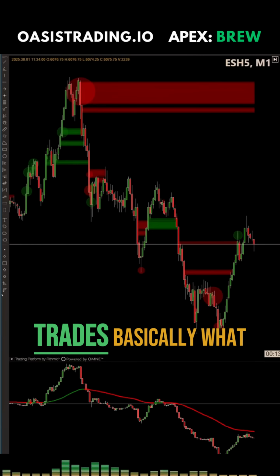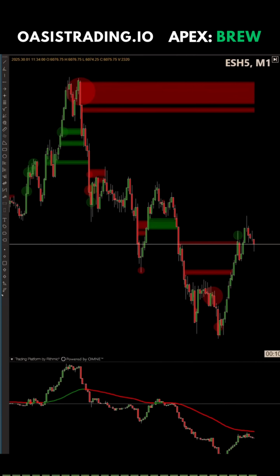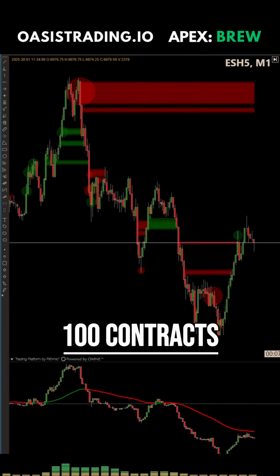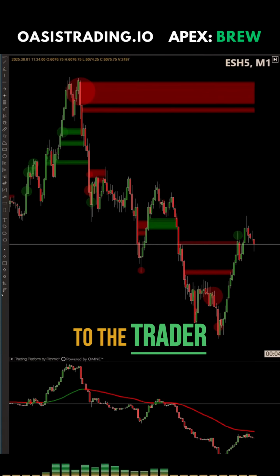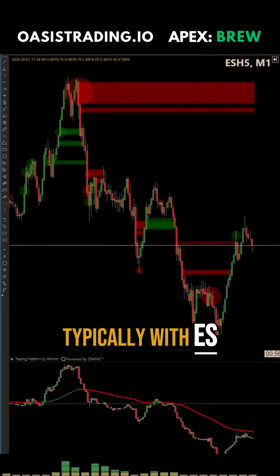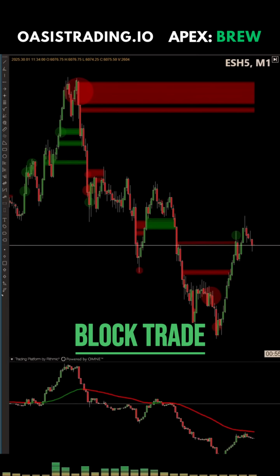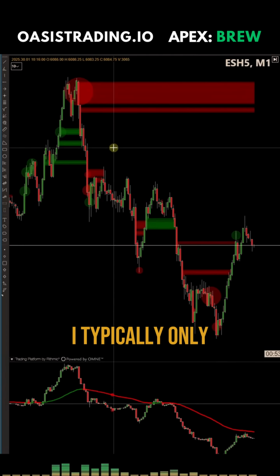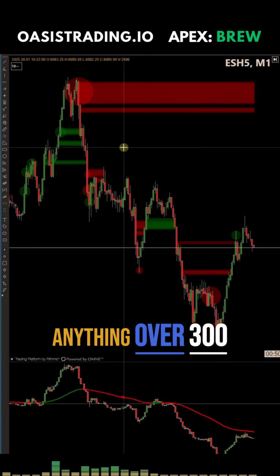Now, block trades, basically, are just a large trade. Some people like to see maybe 100 contracts, maybe 500, maybe 1,000. It's really up to the trader to determine how large of an order they want it to be. Typically with ES, anything above 100 is a standard block trade. And for my chart here, I typically only have the indicator highlight anything over 300.